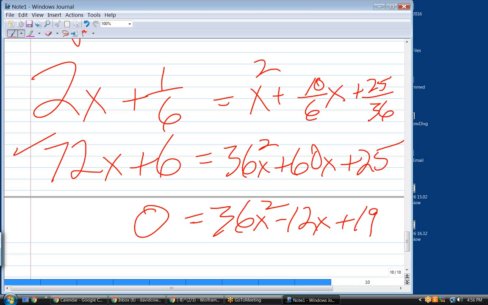Equals 0. Equals 0, right. And now we have a quadratic that we need to either solve by factoring it or solve by the quadratic formula. Looks like it's going to be quadratic formula. I'm guessing the quadratic is needed because 19 doesn't have any factors, but maybe not.